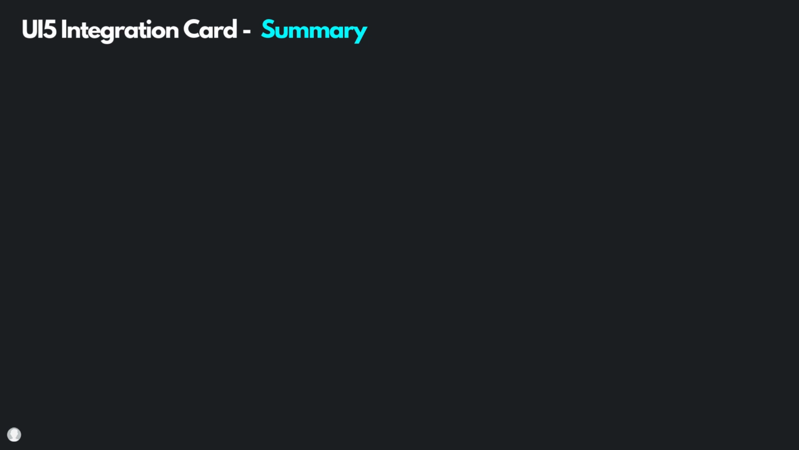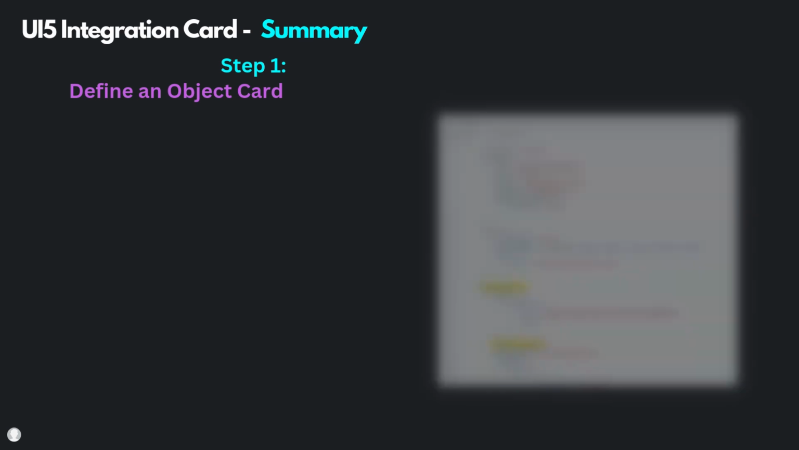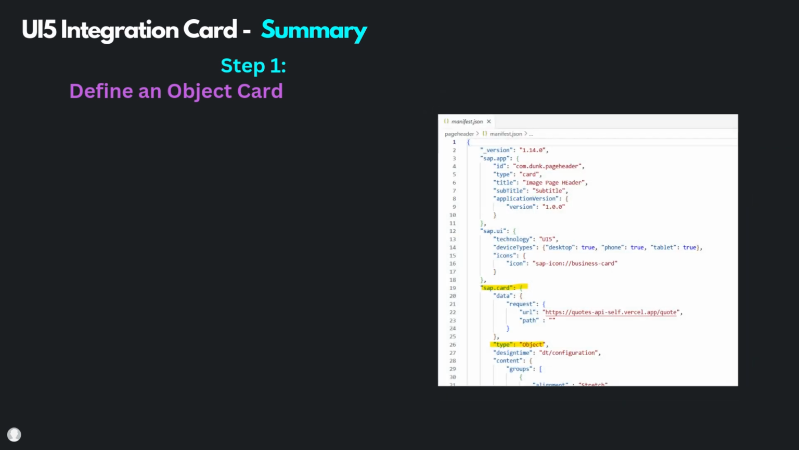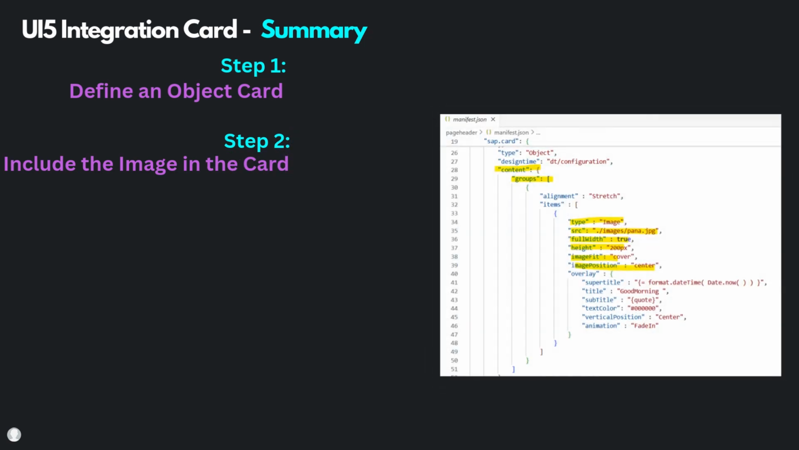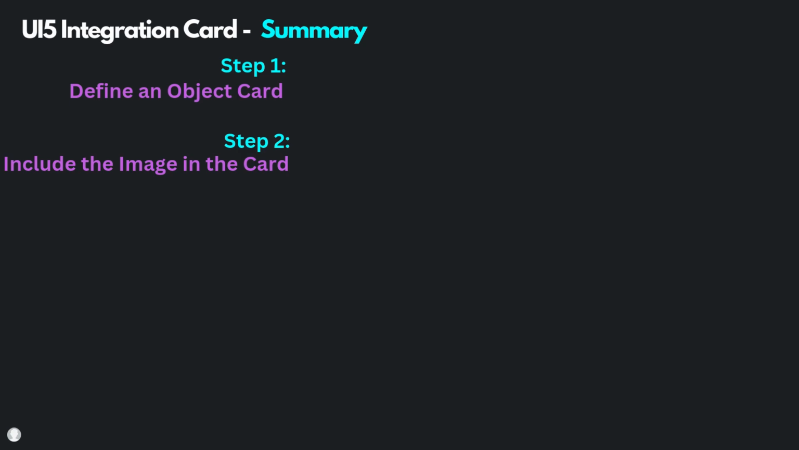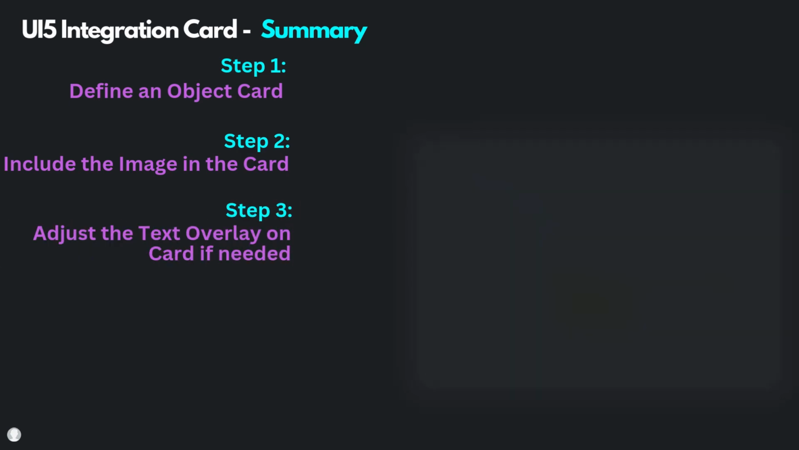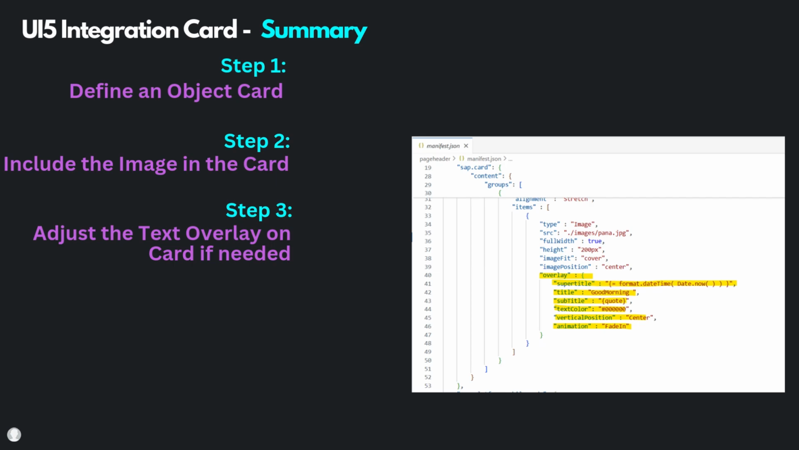It basically involves defining an object card, just like any other UI5 integration card. You can use the wizard for this. The next step would be to define the groups as part of the content in your object card. And the first item in the group is going to be the image. The third step would be to adjust the text overlay on the card if needed. So basically the title, the subtitle, and the super title.